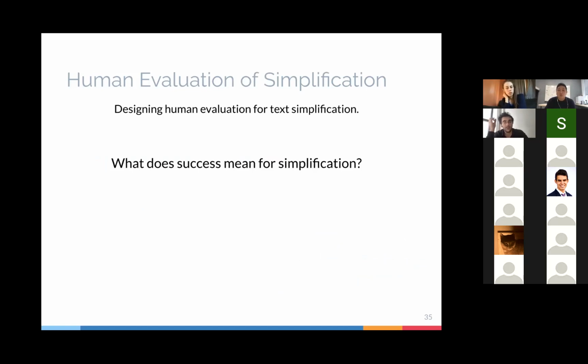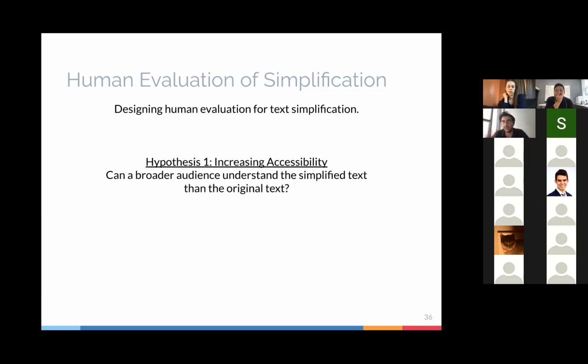So, I have a text generator, I have a simplifier that I think is really good. How do I verify that it's better, or that it serves a purpose essentially? So we had two hypotheses. The first one is what I call increasing accessibility. Imagine you have 1,000 or 10,000 people, and you measure that of the original text only 50% of the people could understand it, and of the simplified text maybe 70% of the people can understand it.